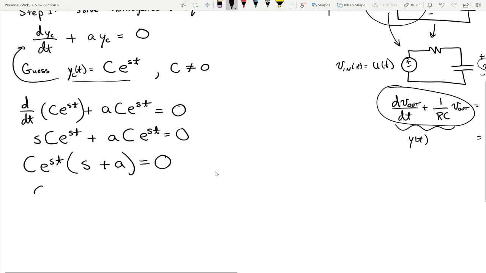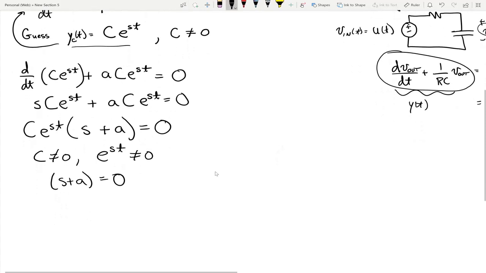Now I know that c is never equal to 0, and I know that e to the st is never equal to 0. So s plus a must be equal to 0. I have a product of 3 things, 2 of which can never be 0, so the third of them better be 0. So I get s equals minus a. And so now I know that my complementary solution is c e to the negative at.